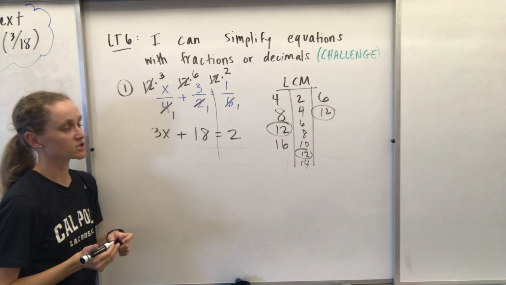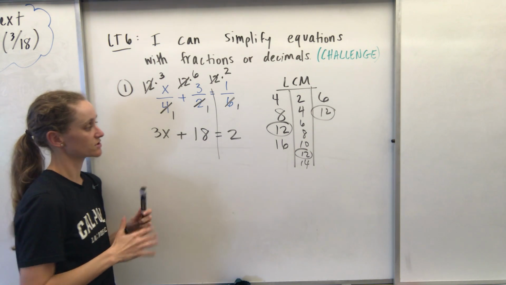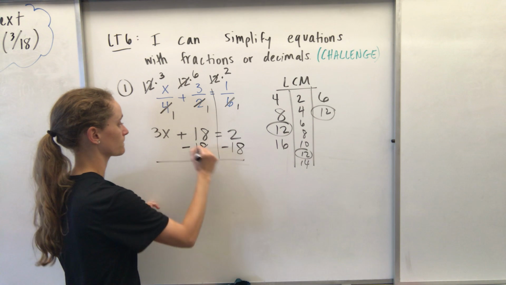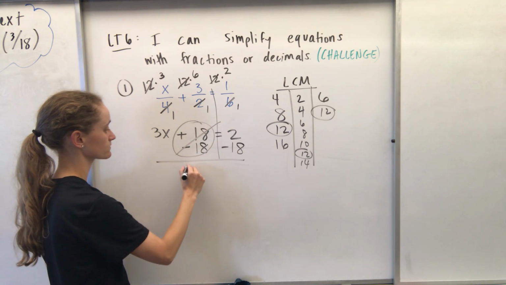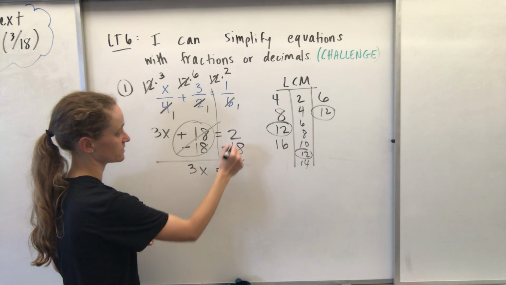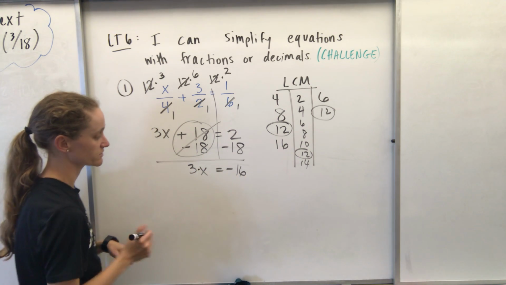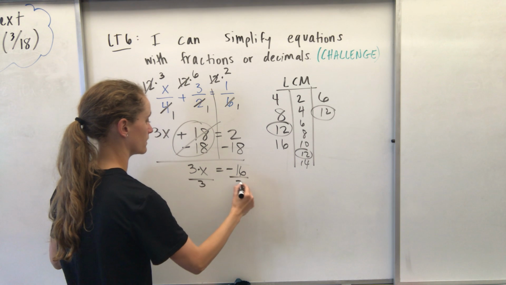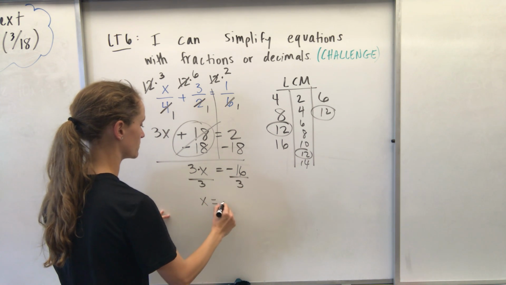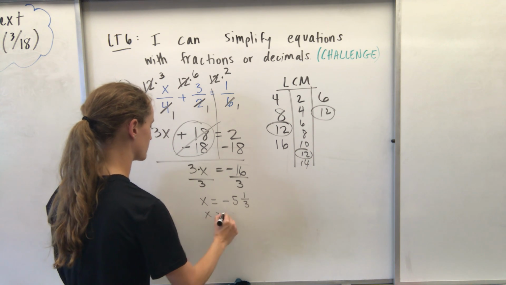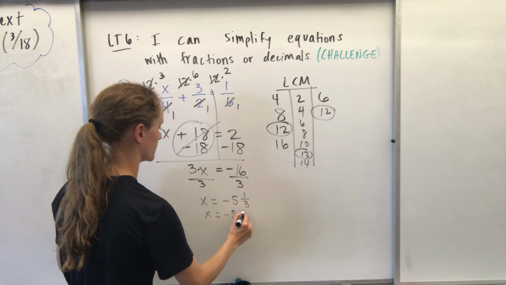And so now I'm just going to solve it like I would a normal two-step equation. Here I have plus 18, so the opposite is subtracting 18, have my 0 pair. Then I have 3x equals negative 16, and remember, because this is multiplying, we want to divide. And so x is going to equal negative 5 and 1/3, or that's the same thing as negative 5.3 repeating.